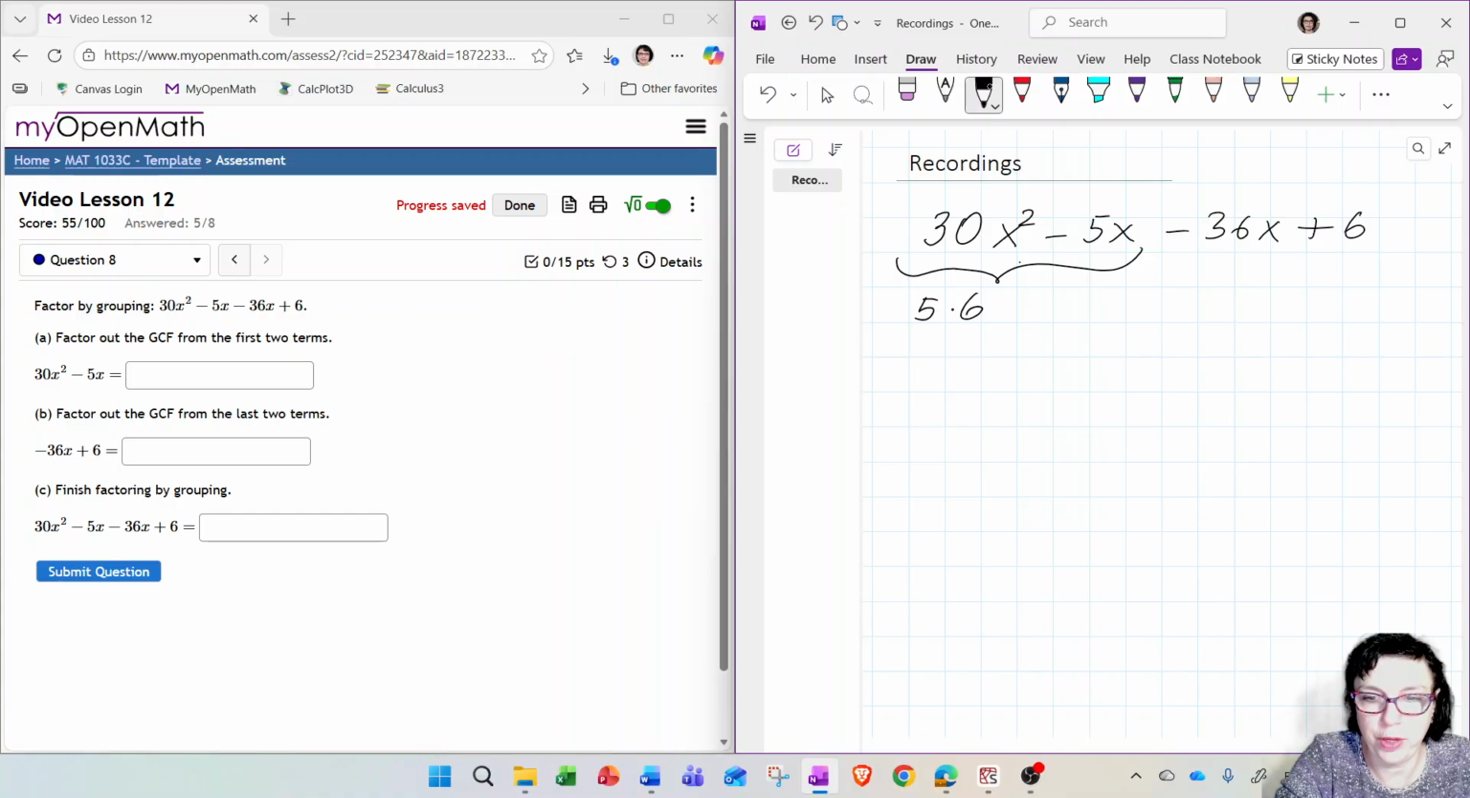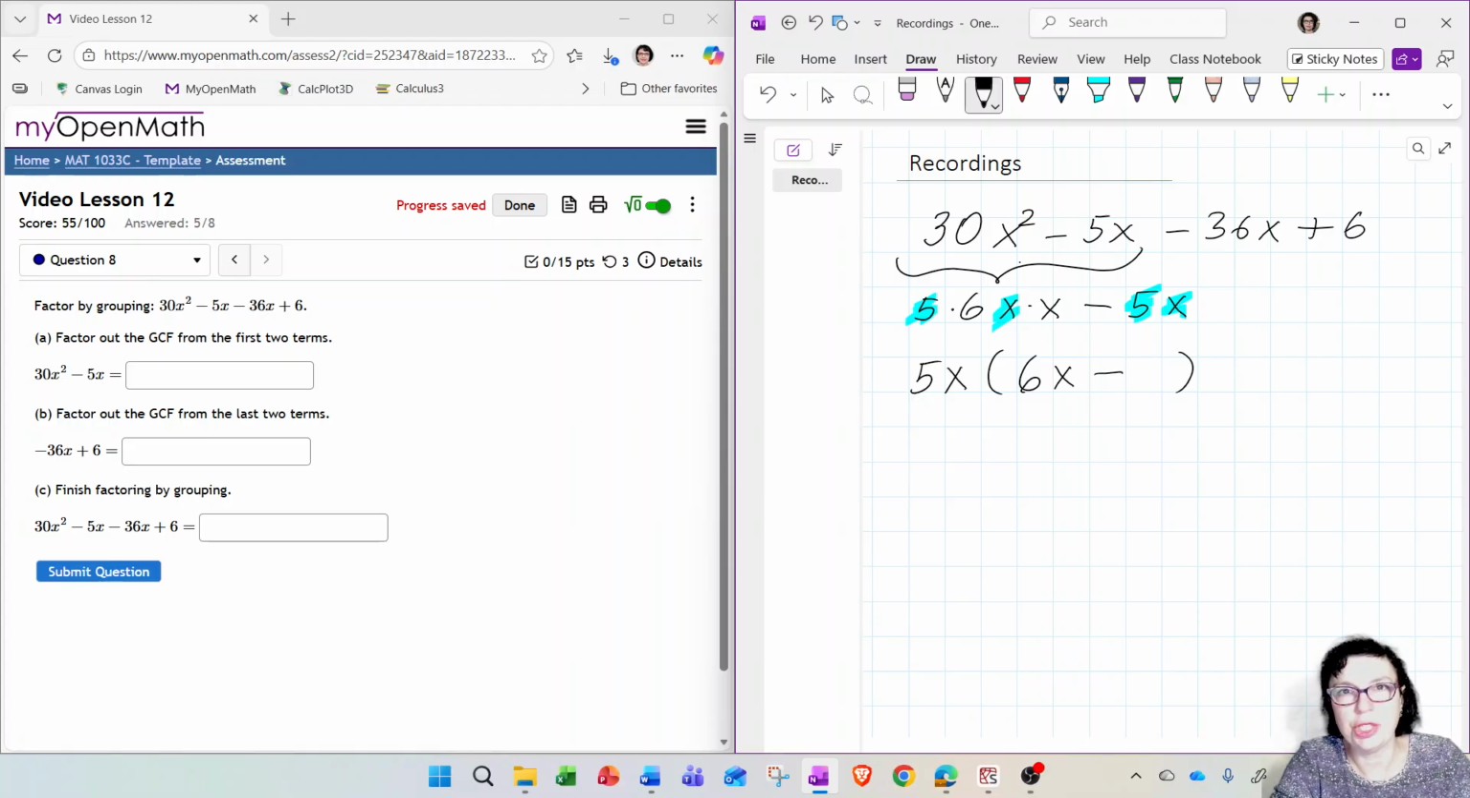And then x squared is x times x. And then we got minus 5x. What do they share? Well, the 5 and the 5, but also one of the x's is also shared. Okay, let's pull out whatever they share. What would be left from each term? From the first one, since you took out 5 and you took out x, you now have 6x left.